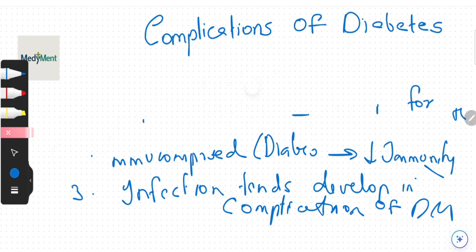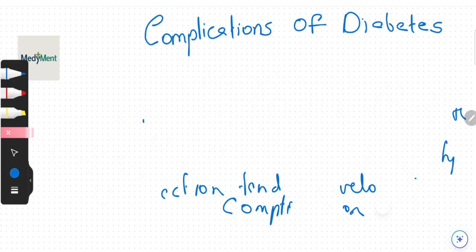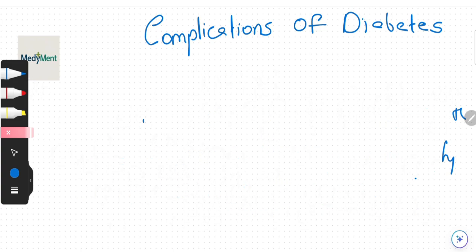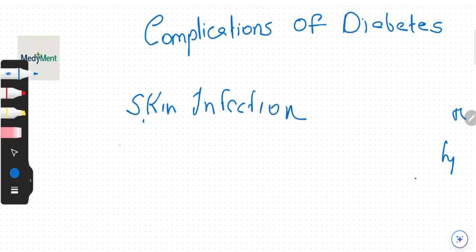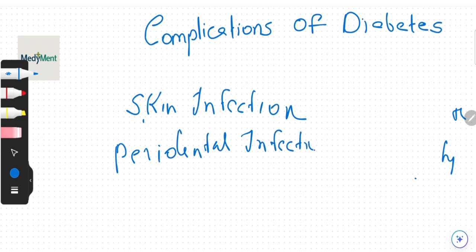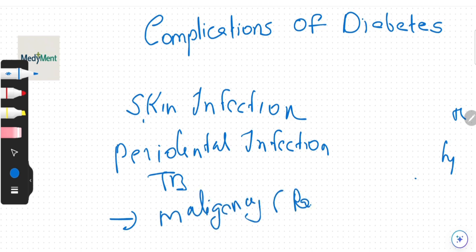Now, what kind of infections do take place? Skin infections, periodontal infections, TB, even malignancy, which is quite rare.